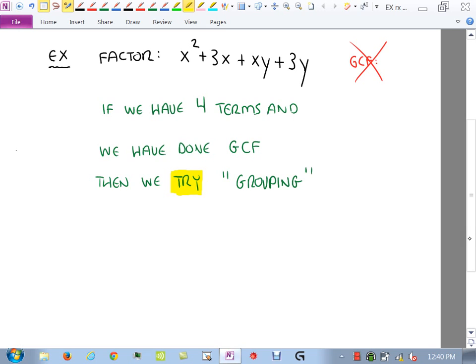Okay, so how does grouping work? What we do is we take a look at our 4 terms, and different instructors do this different ways.